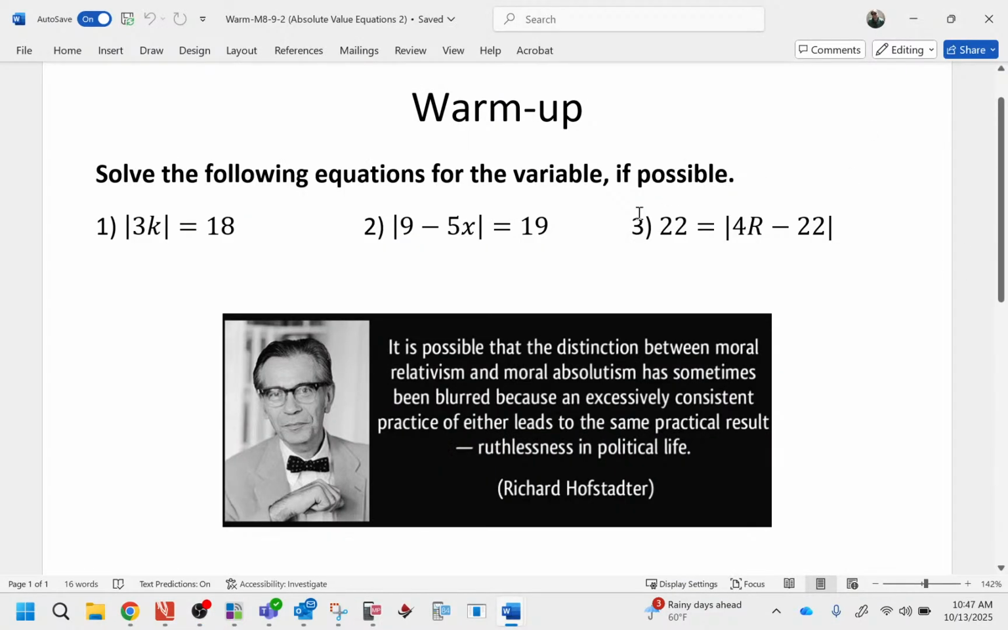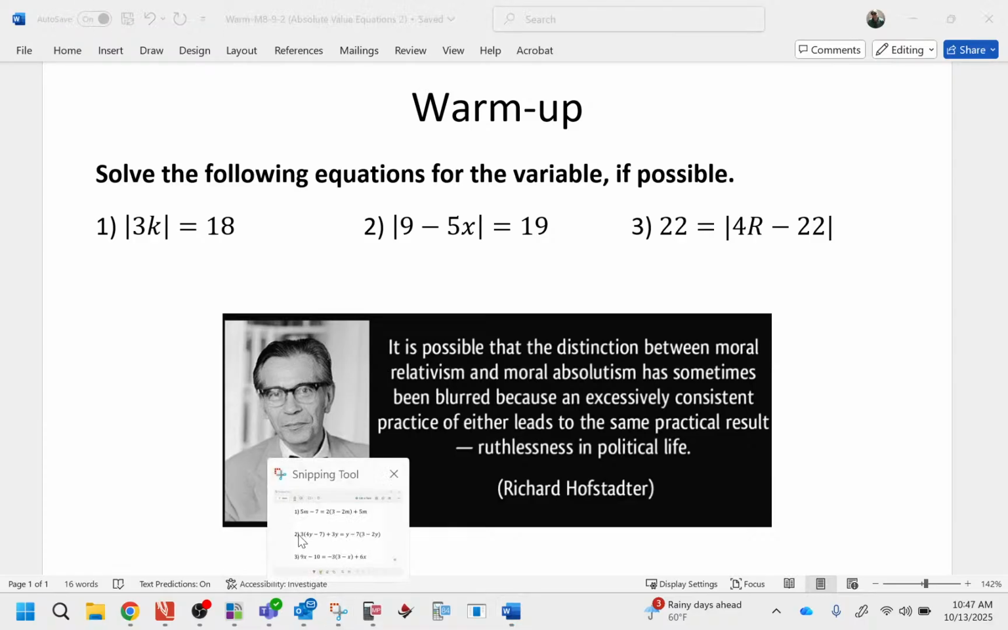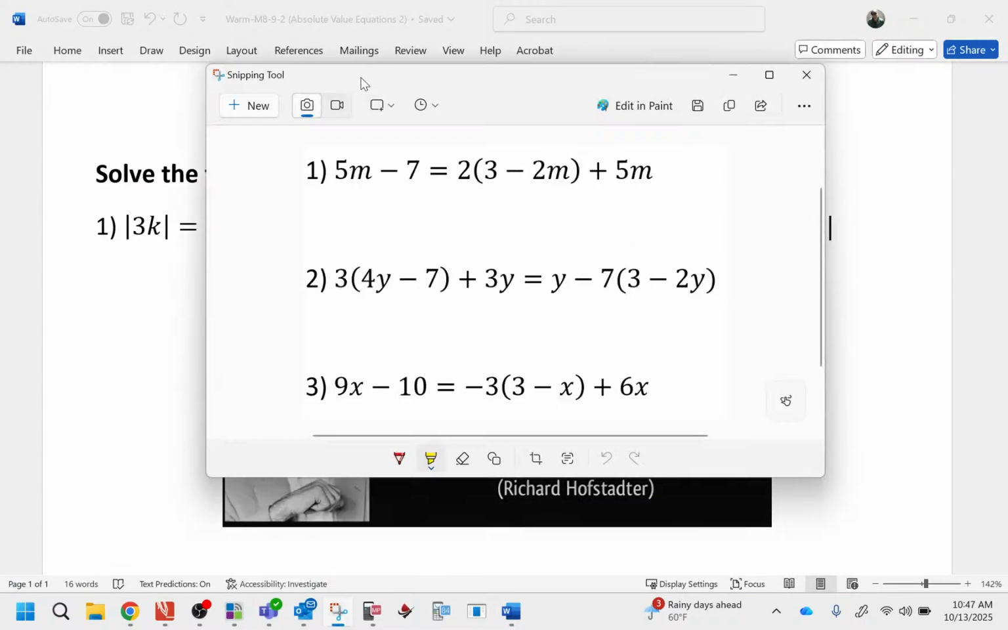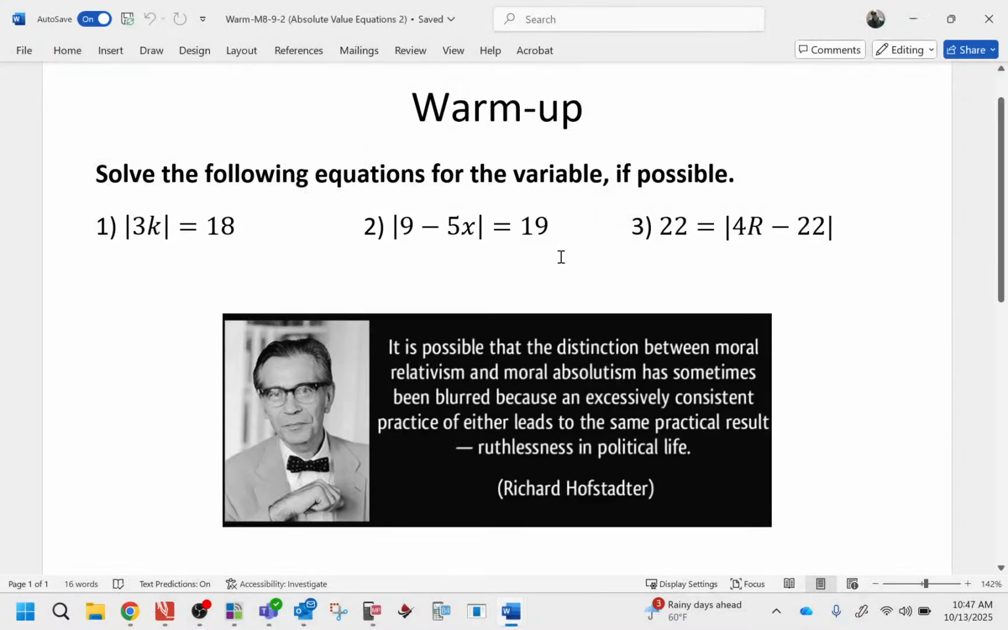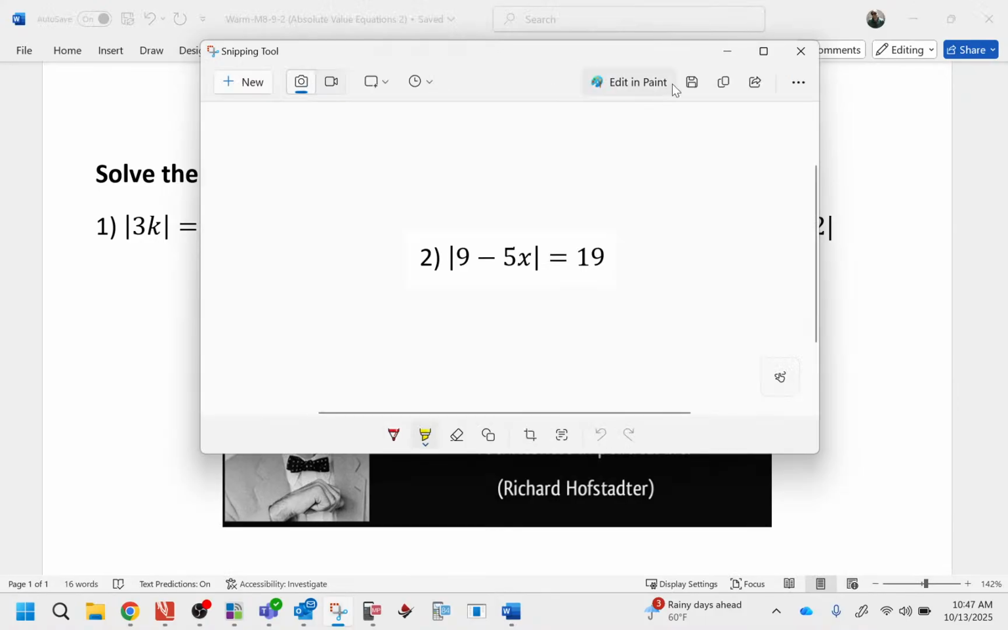Solve those equations with the variable if possible. Let's see what happens. Go ahead and do that, and pause the video, work on that, and let's see what happens, okay? Alrighty. Those of you here, guys, can I get you in 5, 4, 3, 2, 1.